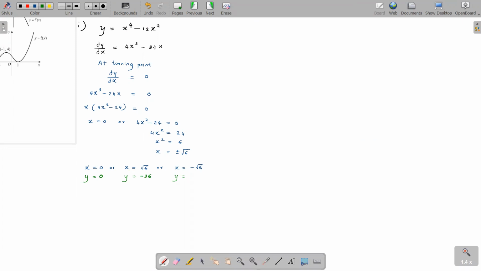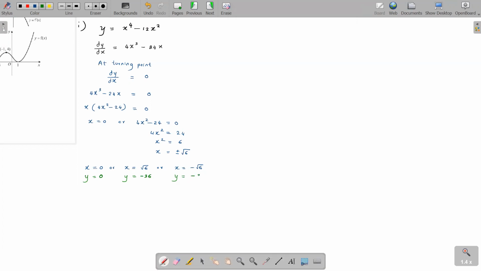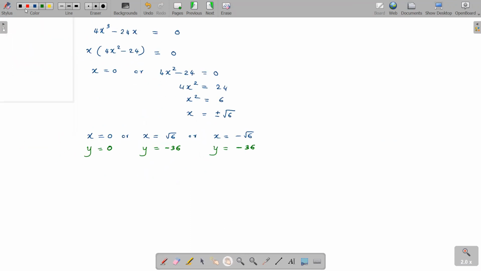And when x is minus root 6, we again get minus 36. Do you guys agree with this? So there are 3 turning points. The turning points are respectively 0, 0; root 6, minus 36; and minus root 6, minus 36. These are your 3 points.